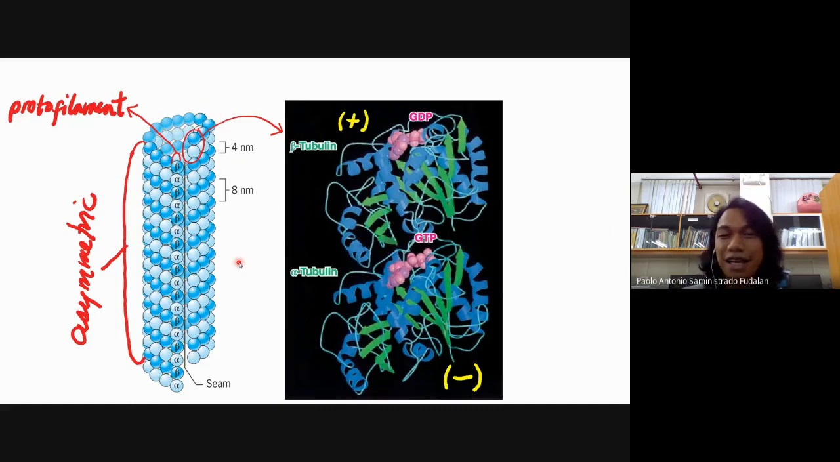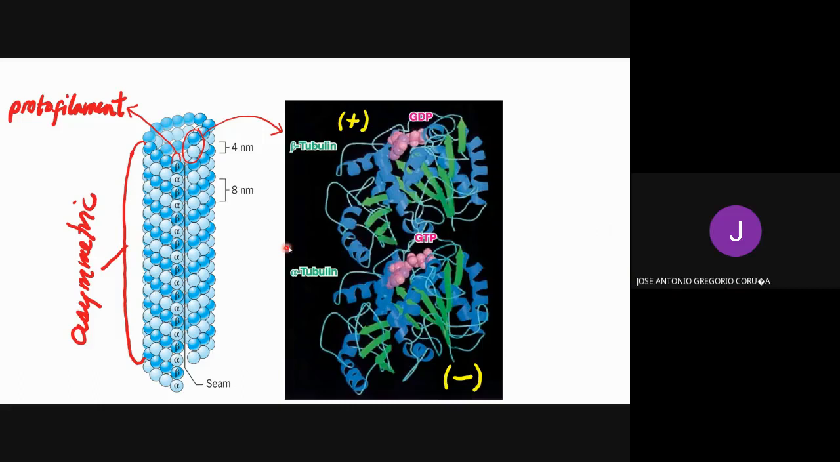What else? Anyone? What else can you observe? The one on the right, what's this? On the right, sir, it shows the actual structure of the alpha and beta tubulin, wherein the alpha tubulin has a GTP subunit and the beta tubulin has a GDP subunit. And the beta tubulin is on the positive end of the microtubule, while the alpha tubulin forms the negative end.